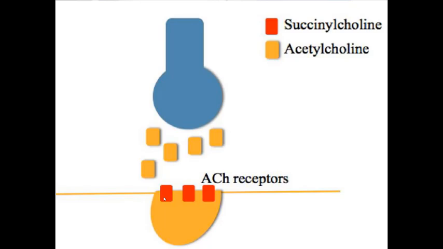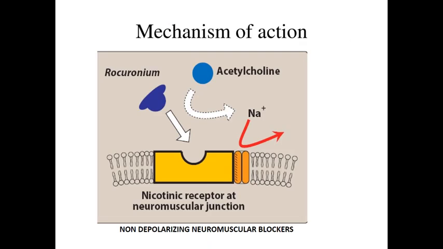Succinylcholine is not metabolized by acetylcholinesterase. Rather, it diffuses away from the neuromuscular junction and is hydrolyzed in the plasma and liver by pseudocholinesterase. Succinylcholine has a rapid onset of action, usually 30 to 60 seconds, and a short duration of action, typically less than 10 minutes.